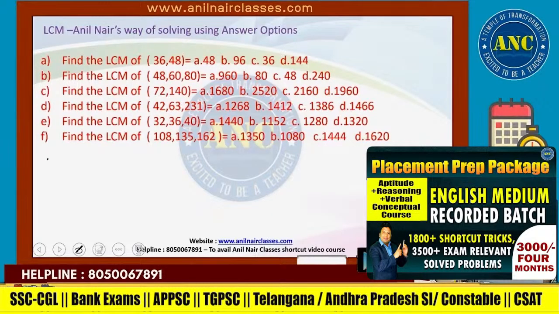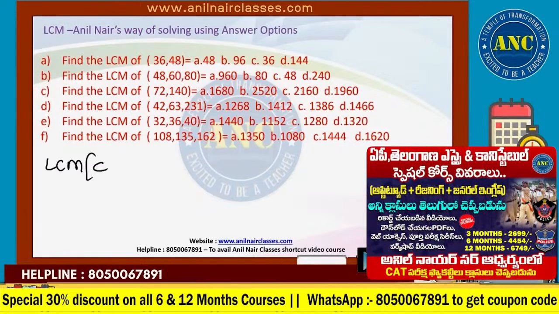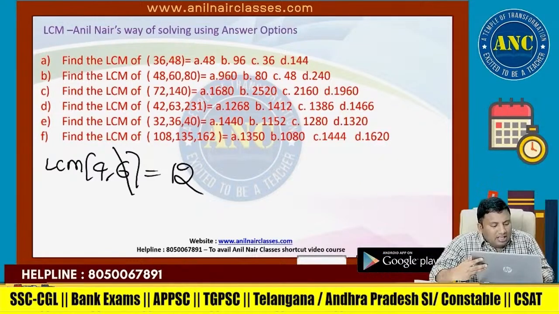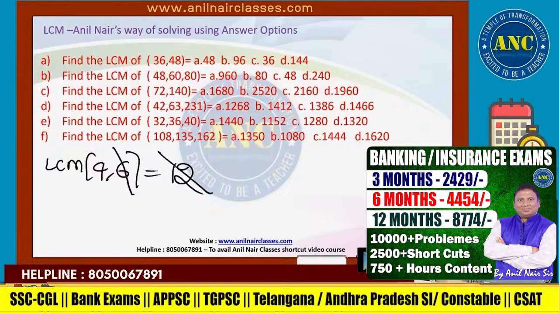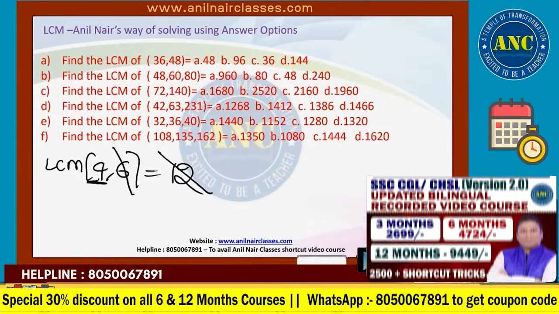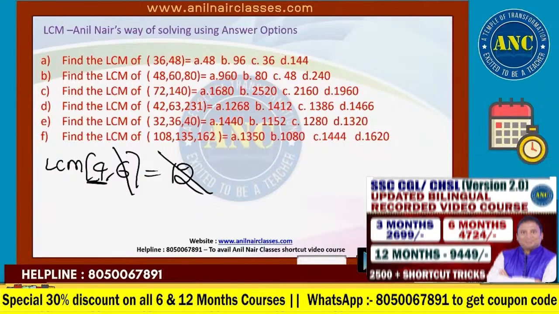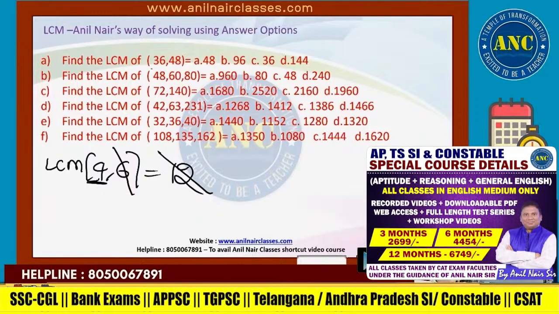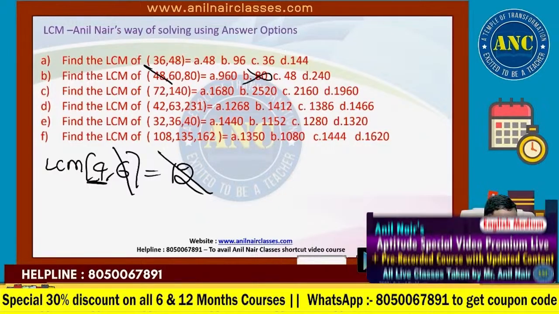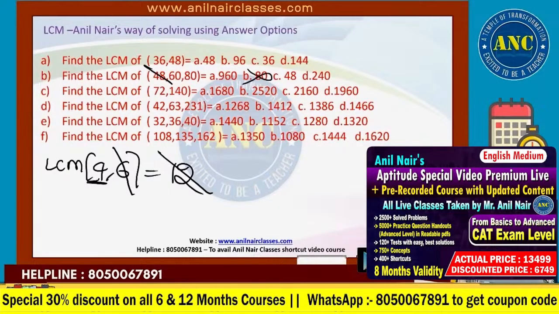Next one. One number is the LCM of 4 and 6, which is 12. If this is divisible by 3, the answer is divisible by 3. Why should I worry about this number? I do not even need to worry about this number. Am I right? If one number is divisible by 3, the answer should be divisible by 3. Right? Next one.